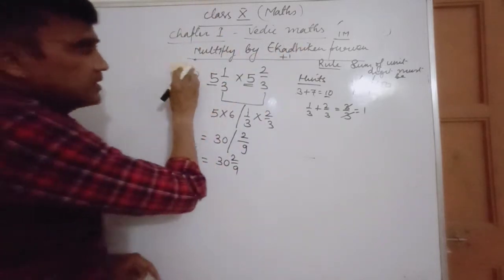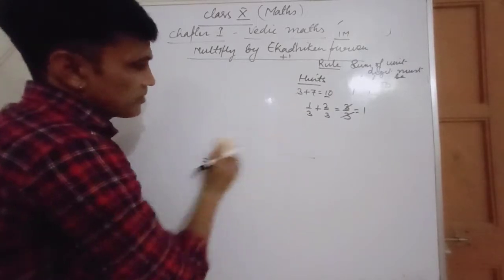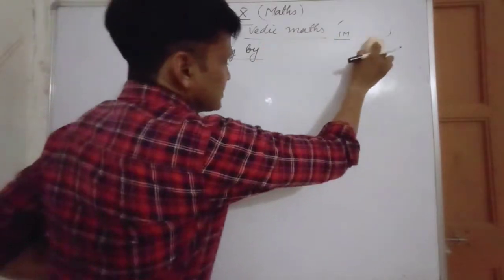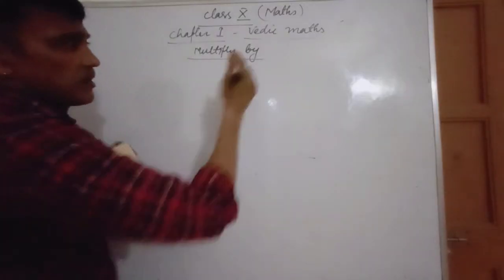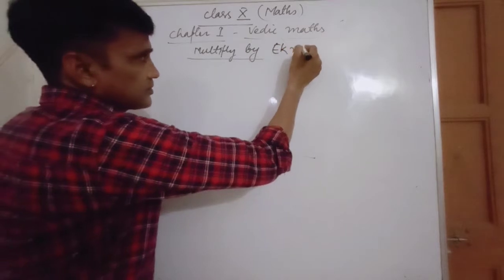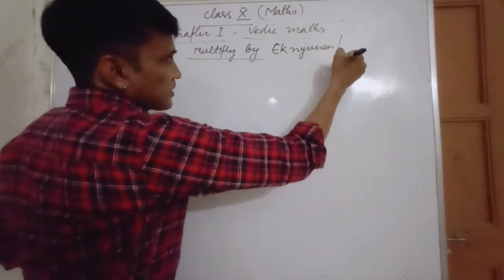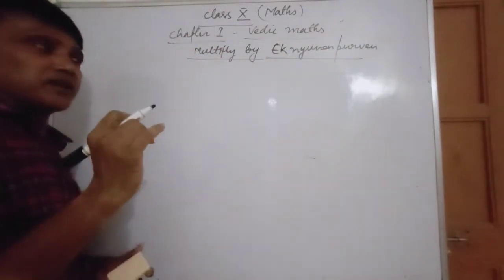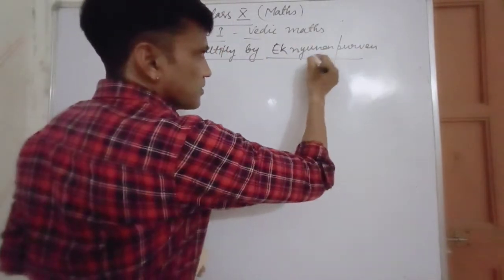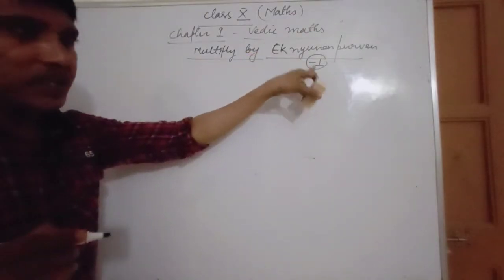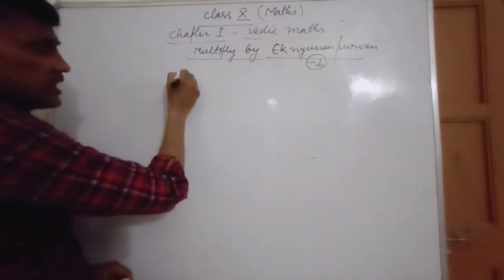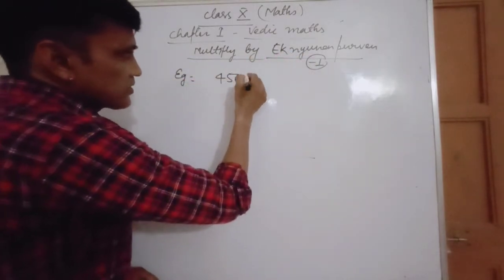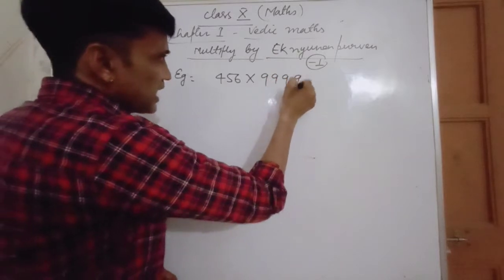Second, multiplication by एकन्यूनेन पूर्वेण. This is for multiplying by the biggest digit number, like 9, 99, 999. Now एकन्यूनेन पूर्वेण. न्यूनेन in Hindi means minus 1. In एकाधिकेन it is plus 1, in एकन्यूनेन it is minus 1. See example, if you want to multiply 456 into 9999.